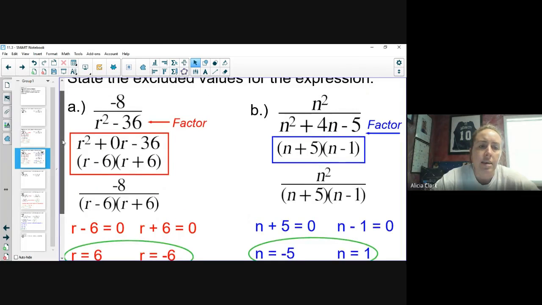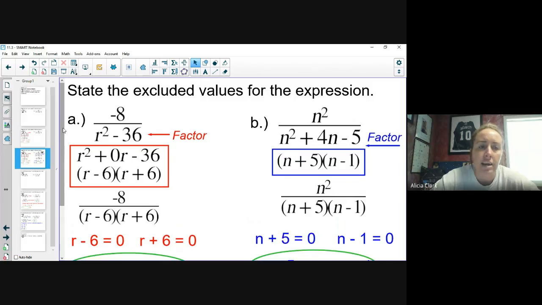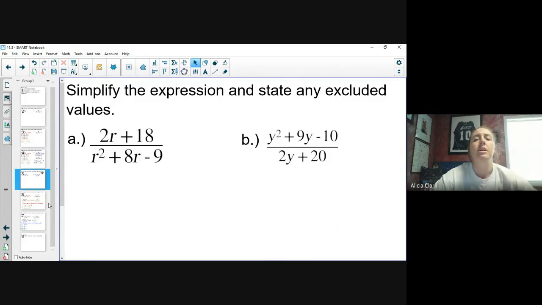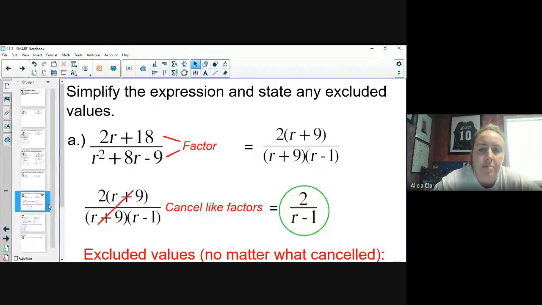So that is factoring to find your excluded values, and we can also take this a step further by simplifying these. So this is essentially factoring on top and bottom and trying to solve it that way. So we're going to do two examples over this. I'm going to do one on a slide at a time, just to make it a little easier to read. So we're going to go with A first. We've got 2r plus 18 over r squared plus 8r minus 9.